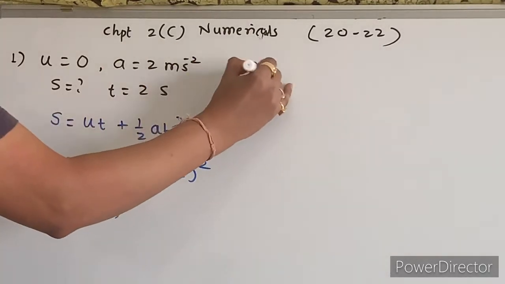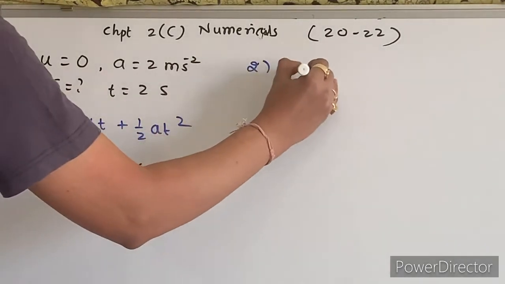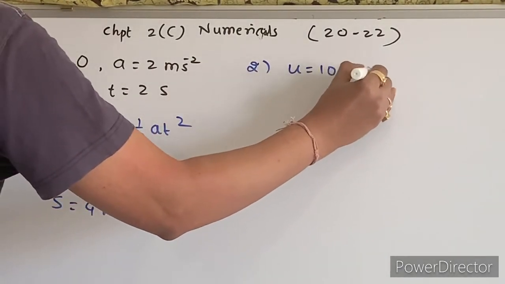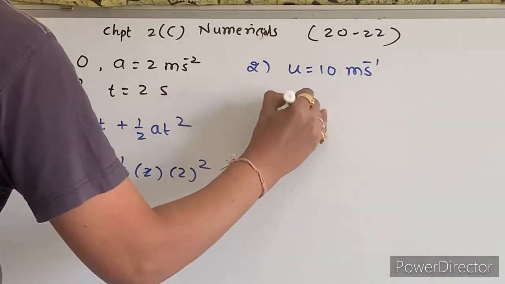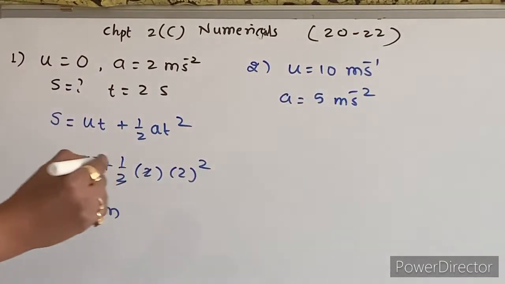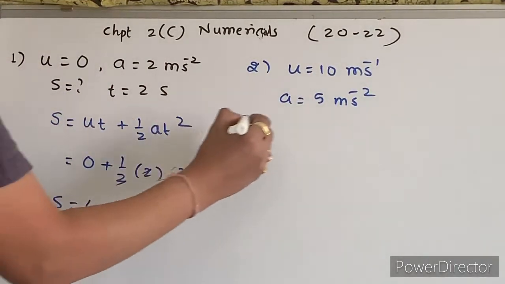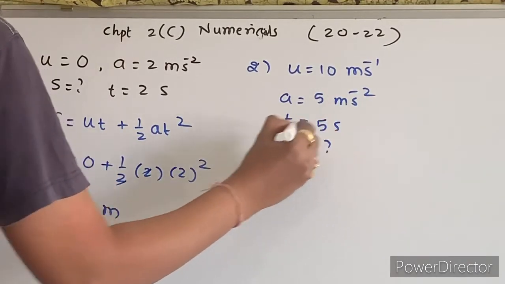We come to the next question, that is the second. What is given? A body starts with an initial velocity, u is given as 10 meter per second, and acceleration a is given as 5 meter per second square. Time is given as 5 seconds. And what they want is distance covered.